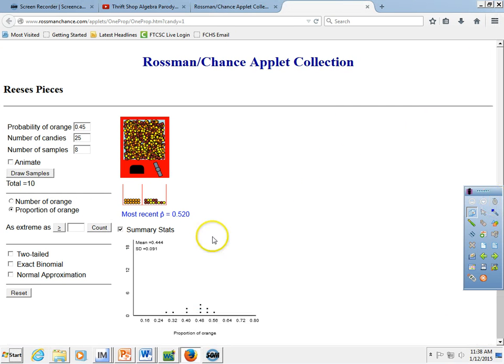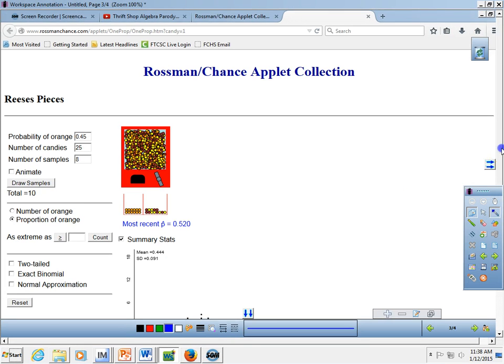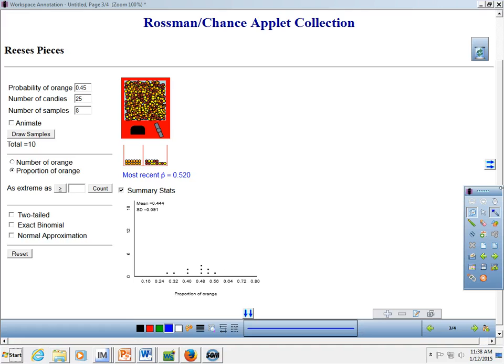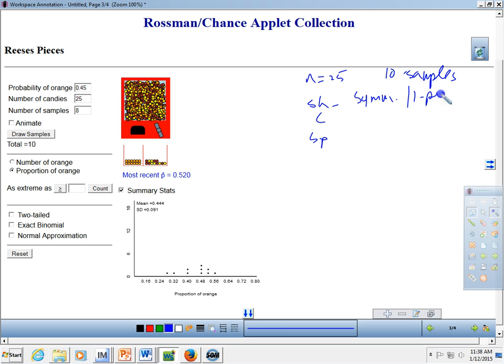Okay, and so there we have our summary statistics. Let's actually capture that and take a look at what we're doing here. So again, n is 25 with 10 samples. Shape, center, spread. Shape is symmetric, single-peaked. The center is at 0.44. And the spread in terms of standard deviation is 0.091.